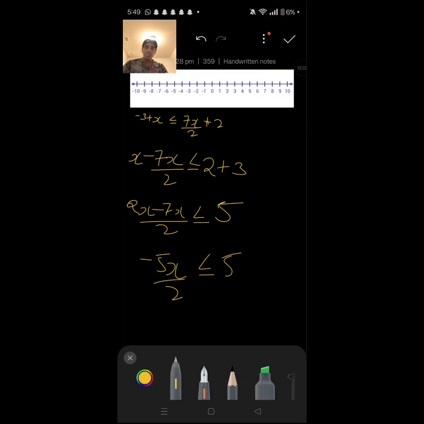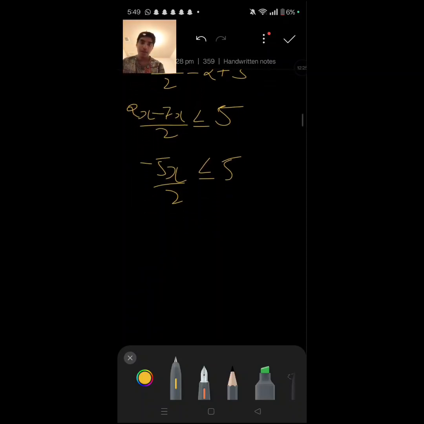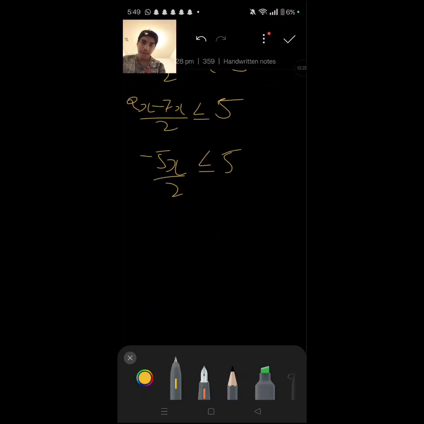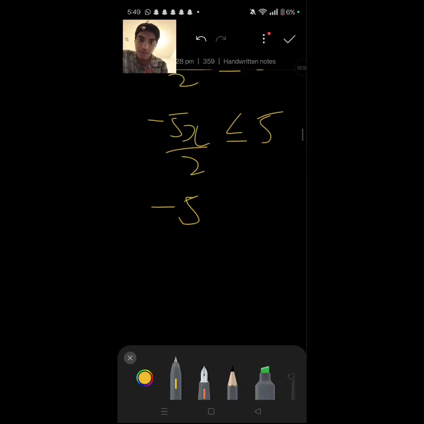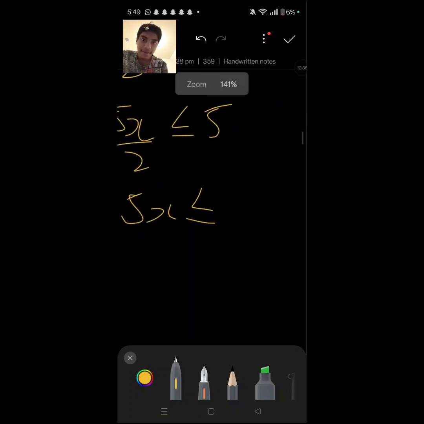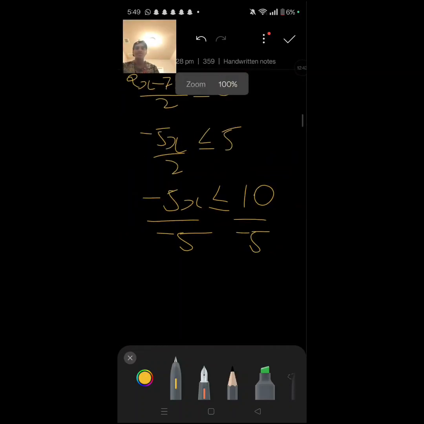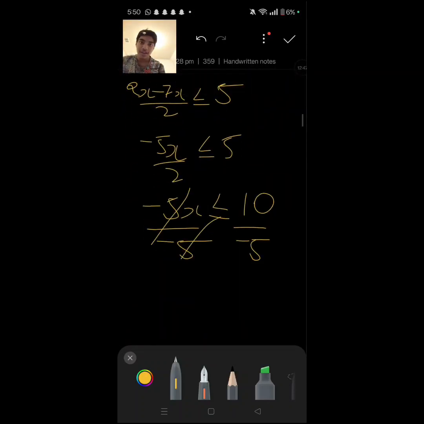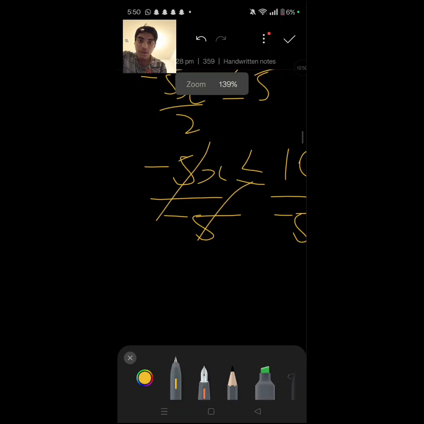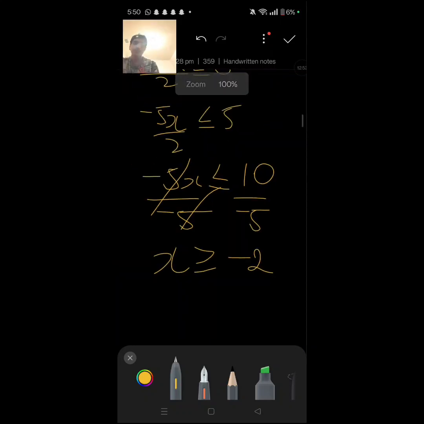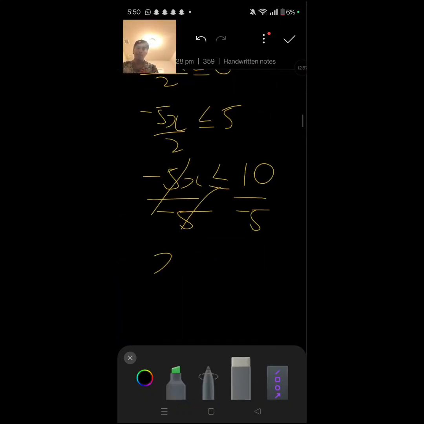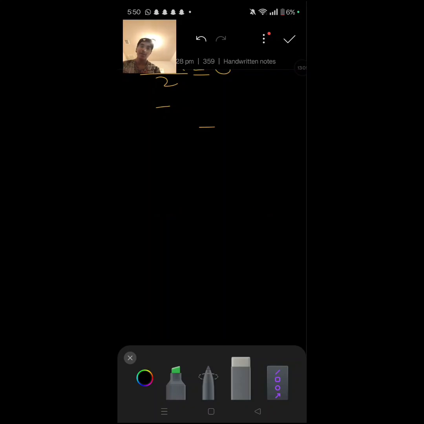So now what you can do is you can multiply both sides by 2. That's exactly what you need to do to get rid of this 2 in the denominator. See, it's positive, so you're multiplying by positive numbers anyway. So negative 5x is less than or equal to 5 into 2, that is 10. So if you're dividing both sides by negative 5 now, what happens? Inequality sign will change. So since inequality sign will change, this cancels with this. This cancels with this, becomes negative 2. So x is greater than or equal to negative 2.